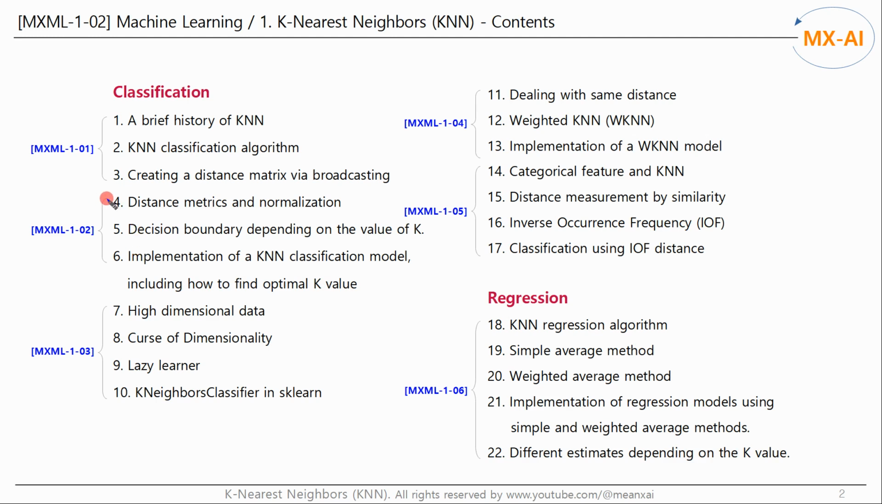So far, we have looked at how to find the optimal k value and how to determine the decision boundary. In the next video, we'll look at issues such as the curse of dimensionality and lazy learner.